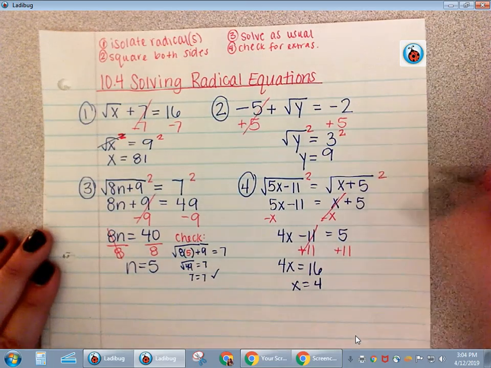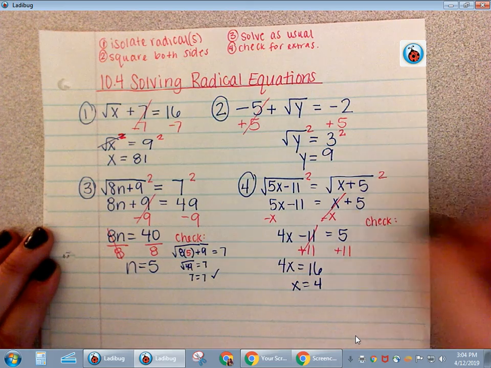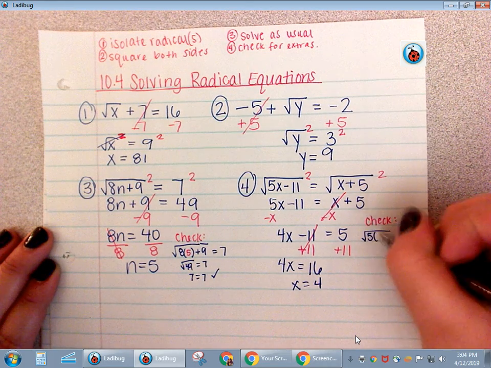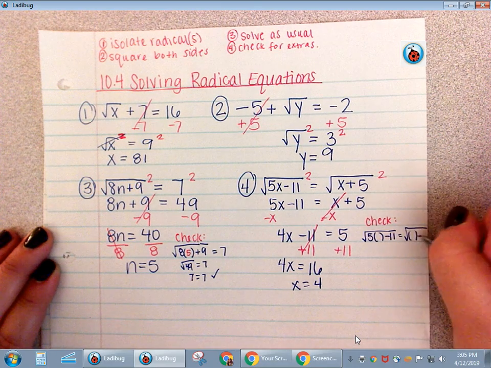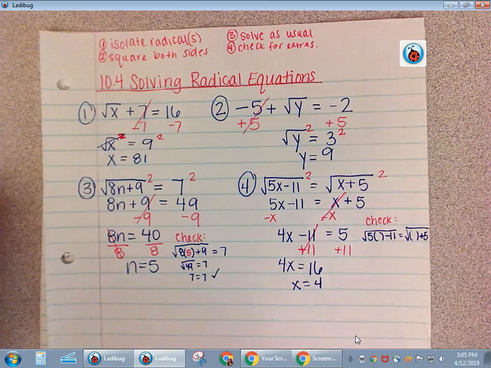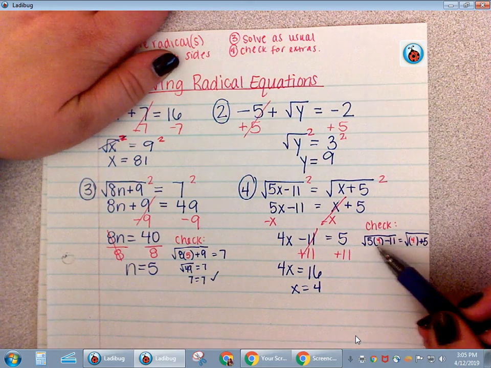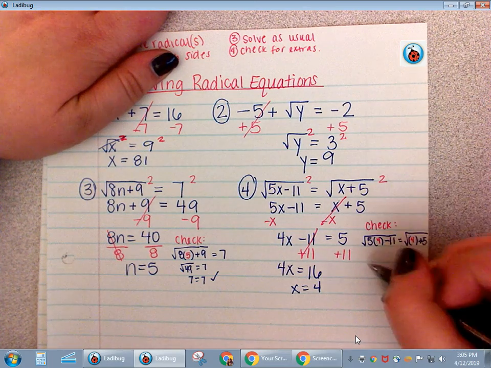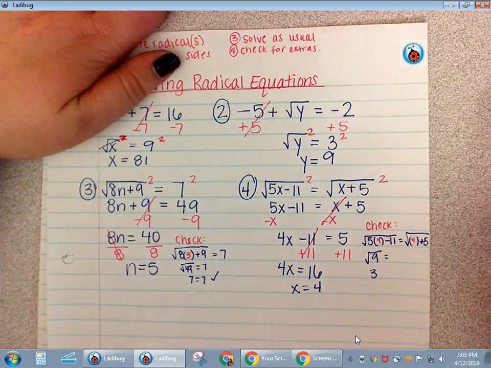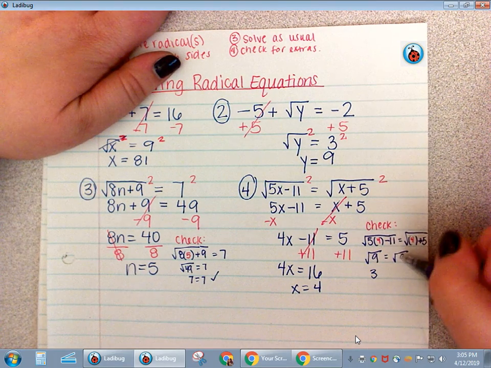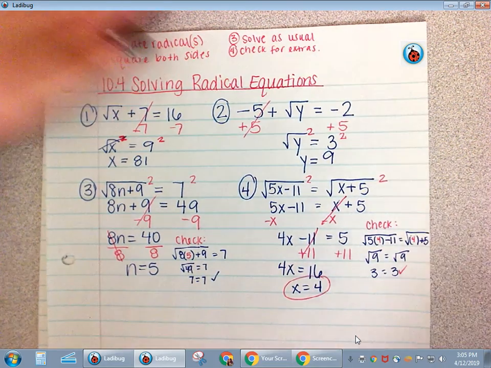Let's do a check again. So our left side was the square root of 5x minus 11. And our right side was the square root of x plus 5. So we're checking 4 to see if that works. So if I plug a 4 in, on the left I've got 20 minus 11, which is 9 in the radical, and the square root of 9 is 3. Over here, 4 plus 5 is root 9, so 3 equals 3. Checks out. There's my answer.